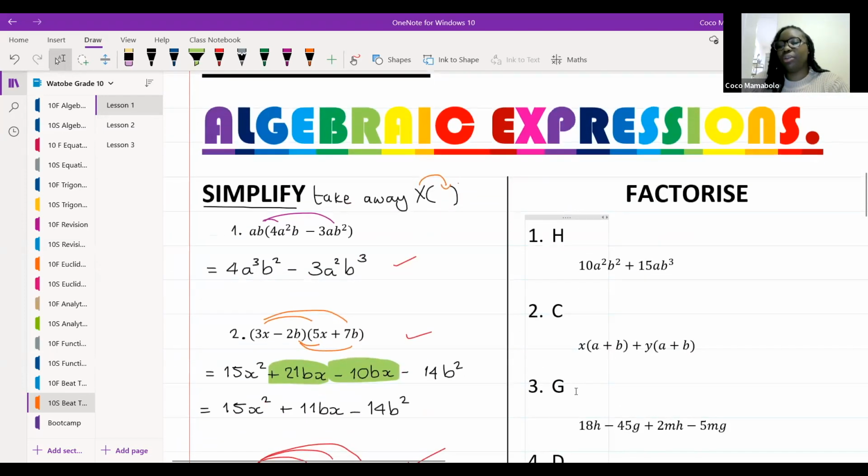Oh, sorry, Anna, no worries. We just did some simple simplification. All right, guys, let's talk about factorizing. Now, there are six different ways that we can possibly factorize, guys. It's actually five different ways because two of them are basically the same thing, but we're going to talk about that in just a little bit.